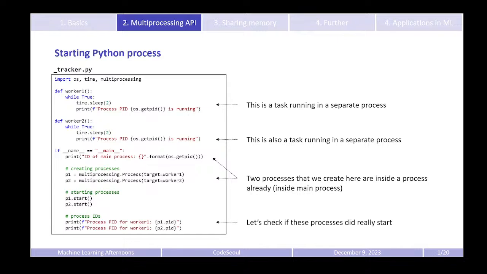The standard way to start a process in Python is to use the multiprocessing module. How we can actually run it is shown in this piece of code. This script is also available in the GitHub repo, which I showed previously. If you want to follow along at the same pace, you can put the same code into your Python interpreter.